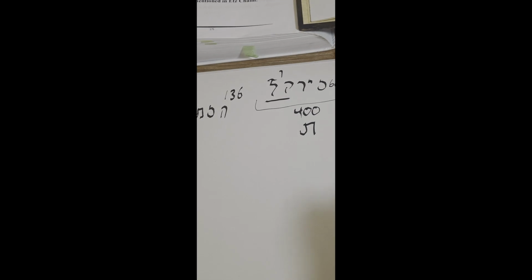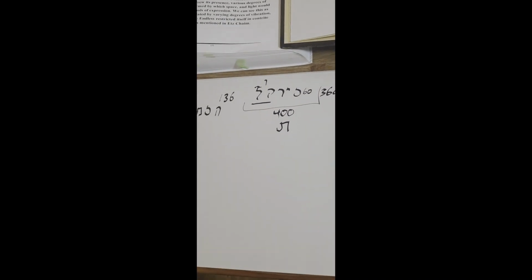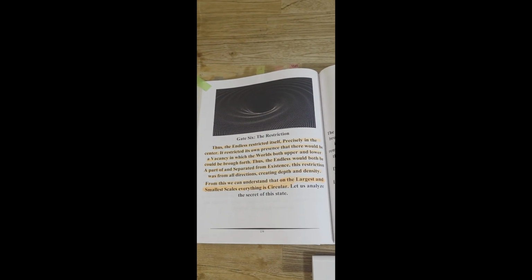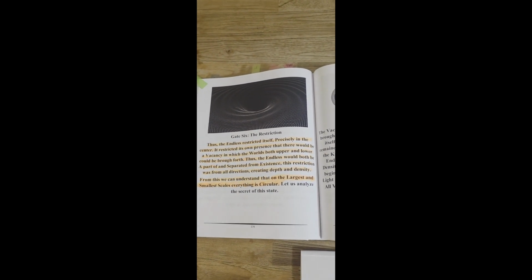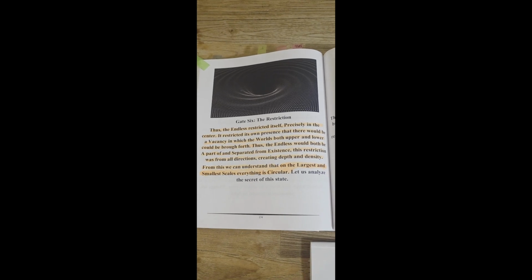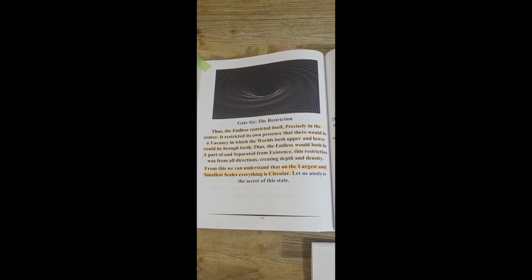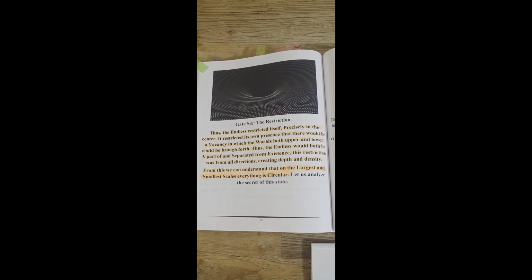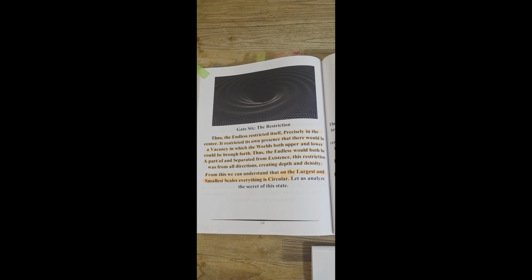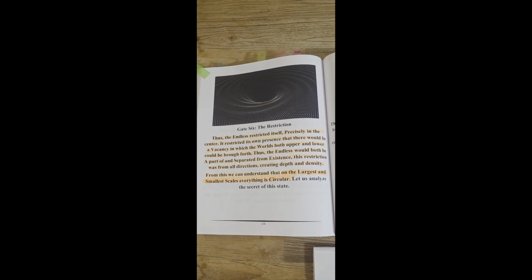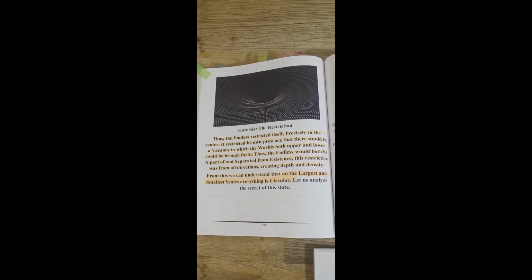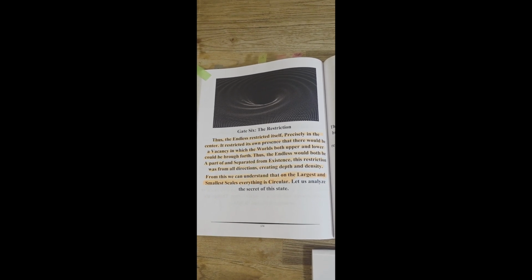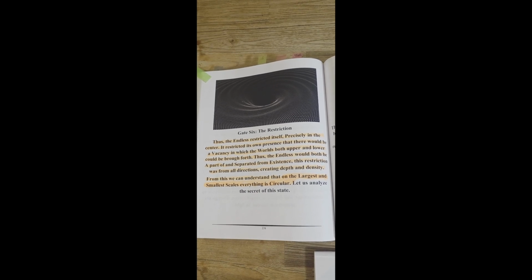Okay, so now I want, before we proceed, to read a part of Likkutei Yirah by the Ari, namely gate 6 on page 174. So gate 6, the restriction. Thus the endless restricted itself precisely in the center. It restricted its own presence, that there would be a vacancy in which the worlds, both upper and lower, could be brought forth. Thus the endless would both be a part of and separated from existence. This restriction was from all directions, creating depth and density.